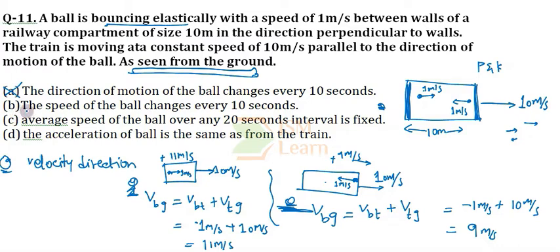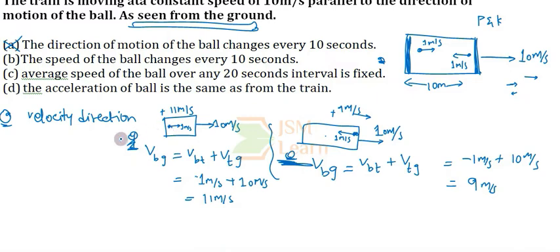Now moving to option B. Option B says that the speed of the ball changes every 10 seconds. In order to understand option B, first you should be familiar with what speed is. Speed is nothing but the magnitude of velocity, right? So as seen from the ground, again we have to attach this, the speed of the ball changes every 10 seconds.